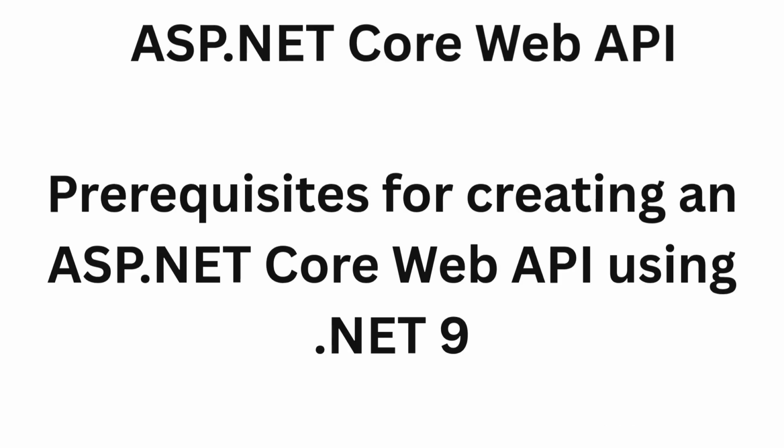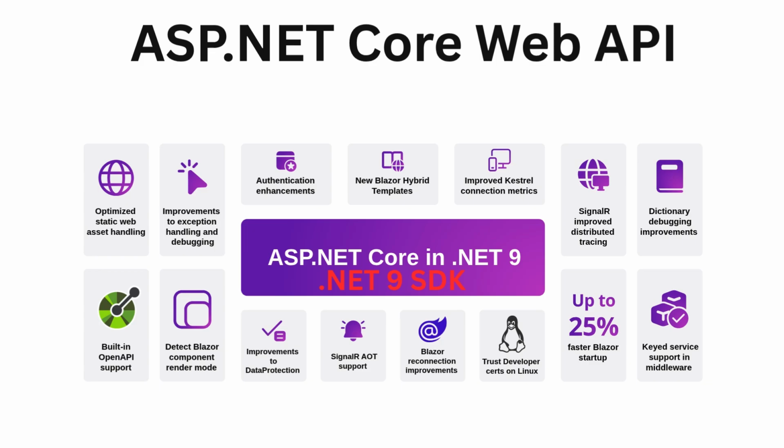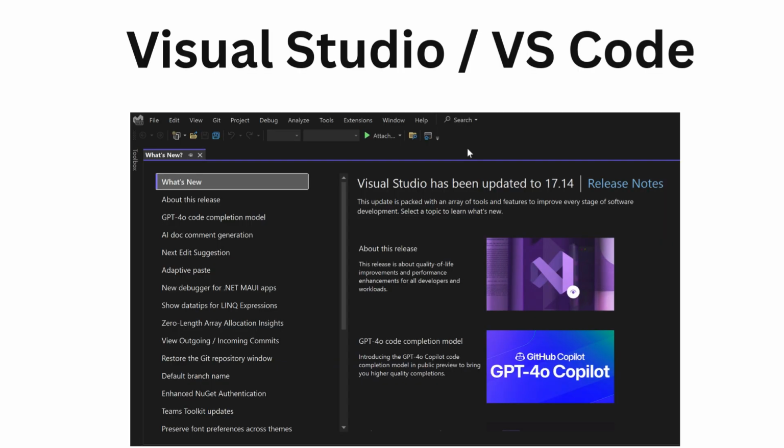Let's discuss the prerequisites for creating ASP.NET Core Web API using .NET 9. First, we need to install the .NET 9 SDK from the official Microsoft website. Then we need an IDE or code editor, which can be Visual Studio 2022 or Visual Studio Code.